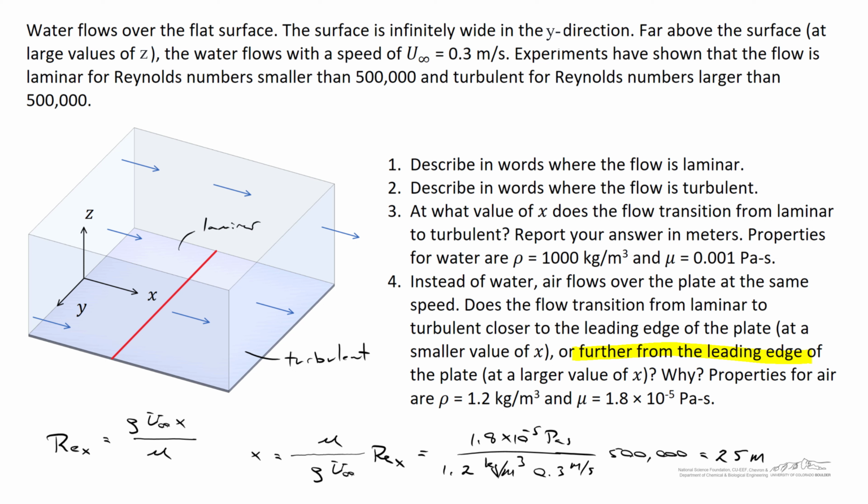The reason for this is the fact that the density between air and water changes by 3 orders of magnitude. We're going from about 1 kilogram per cubic meter up to 1,000. However, the dynamic viscosity changes by only 2 orders of magnitude. So the viscosity for air is less, but only by about a factor of 100. So the relative values of those 2 parameters result in a transition from laminar to turbulent that occurs much further from the leading edge of the plate.